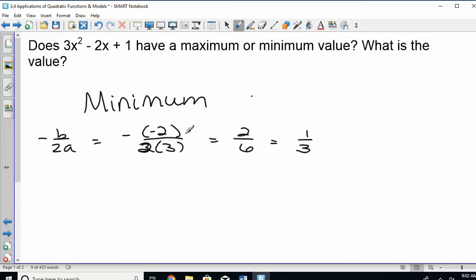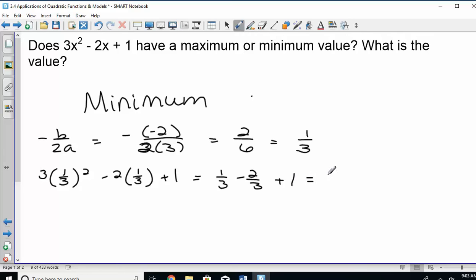No, we need the y. So if you plug that in, let's see, you get two-thirds. So really what this means is your vertex is 1/3, 2/3.